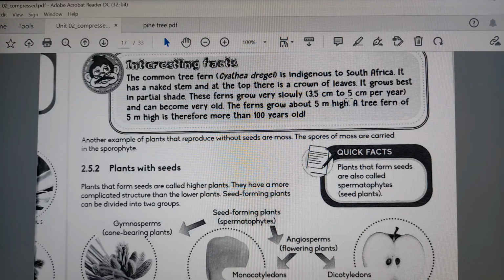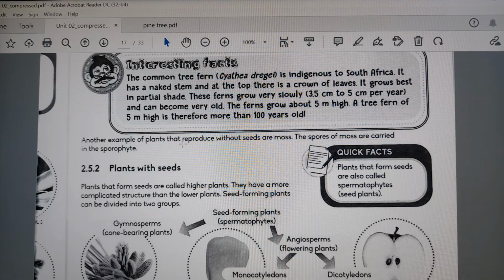How long will it take to grow to a meter? Can you imagine? And it can become very old. The tree ferns grow about 5 meters high. A tree fern of 5 meters high has been there for more than 100 years. If you see a tree that is 5 meters high, you must know it's more than 100 years old.